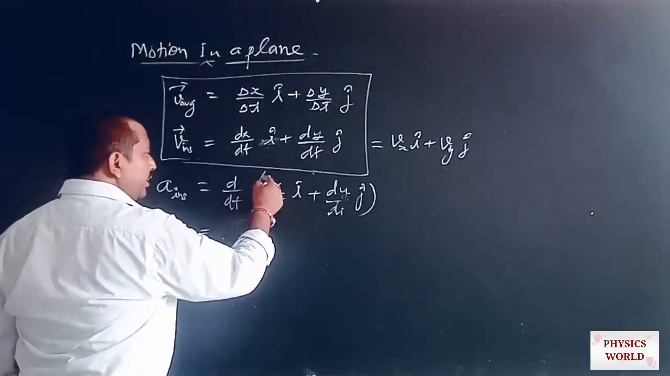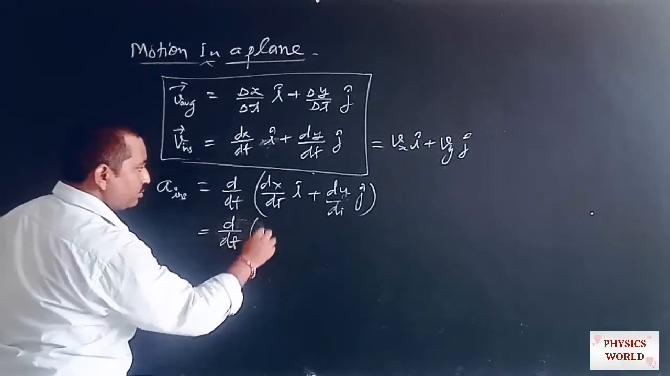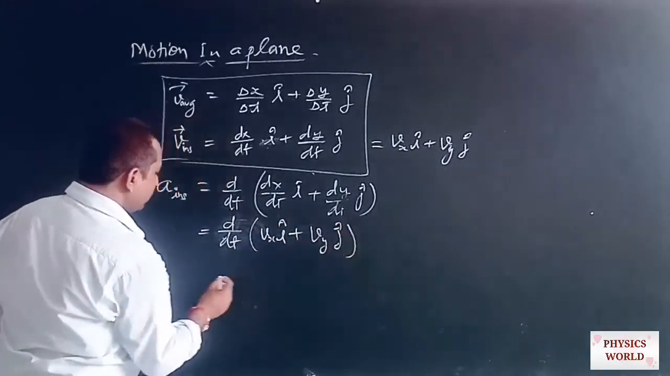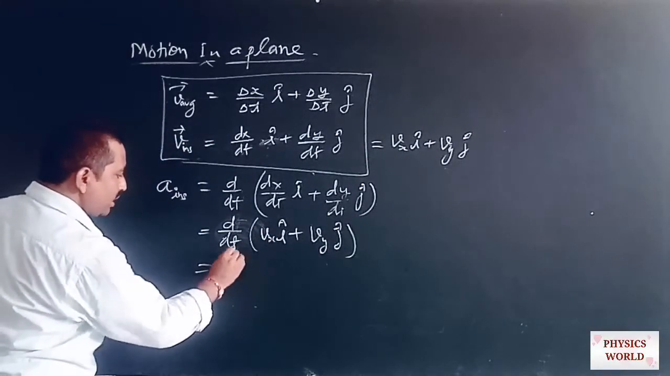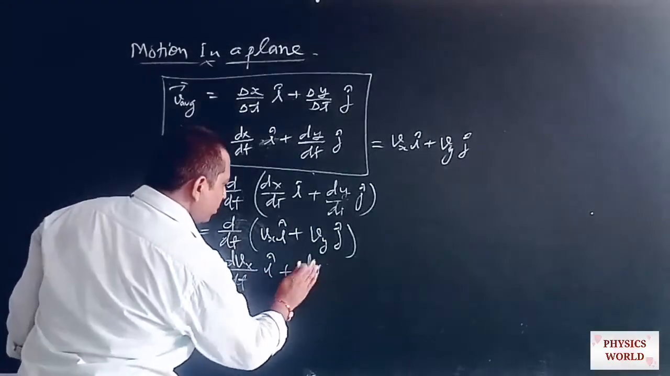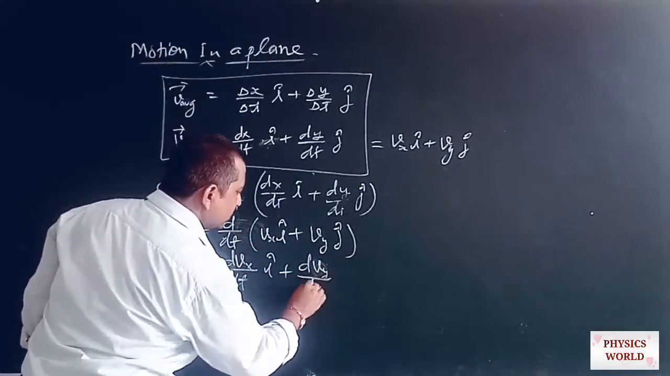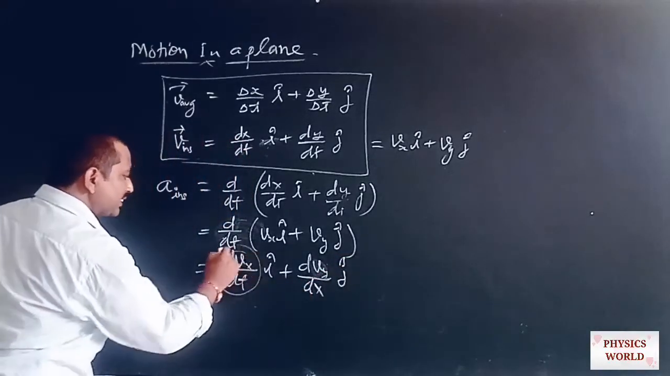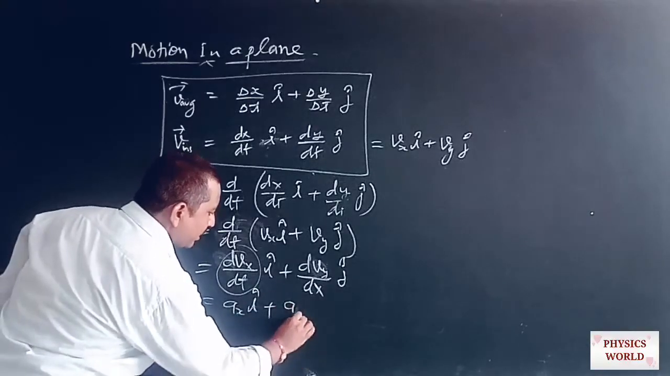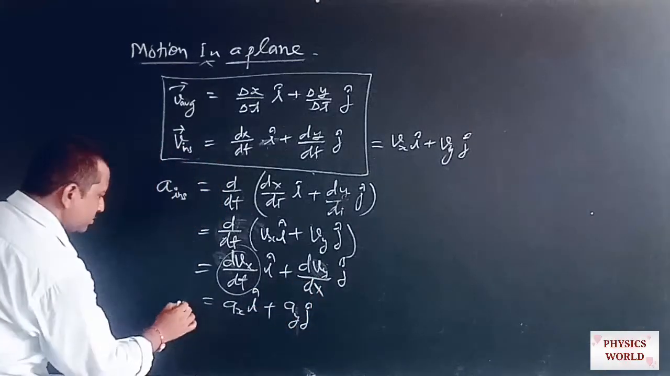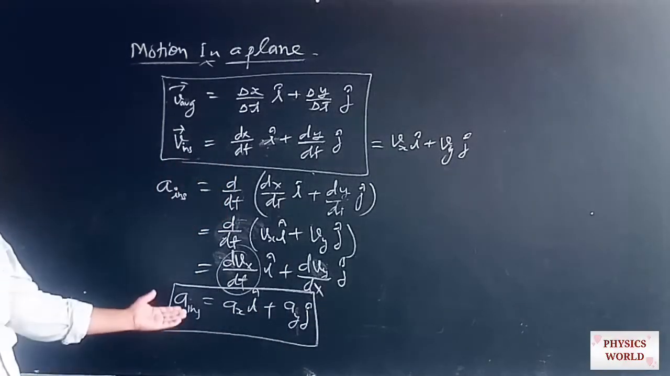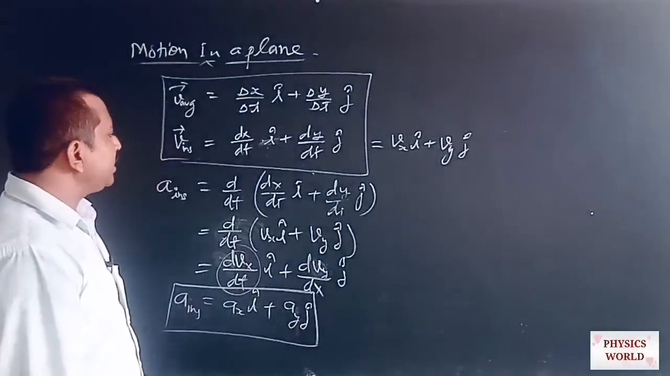So if you put it here, d by dt of vx i cap plus vy j cap, then we find dvx by dt i cap plus dvy by dt j cap. So this is the acceleration acting along the x-axis, ax, plus this is ay, the acceleration acting along the y-axis. So the instantaneous acceleration can be expressed in this term. Okay. So what will be the average acceleration?